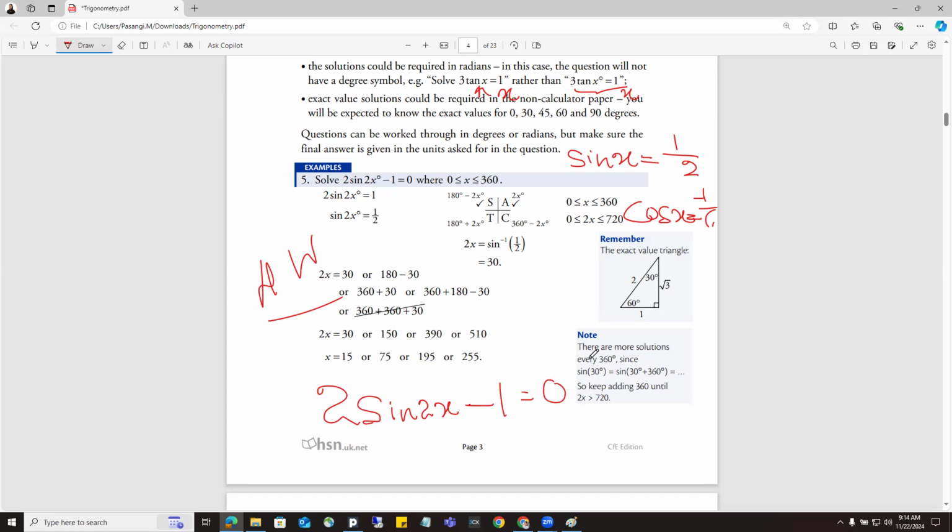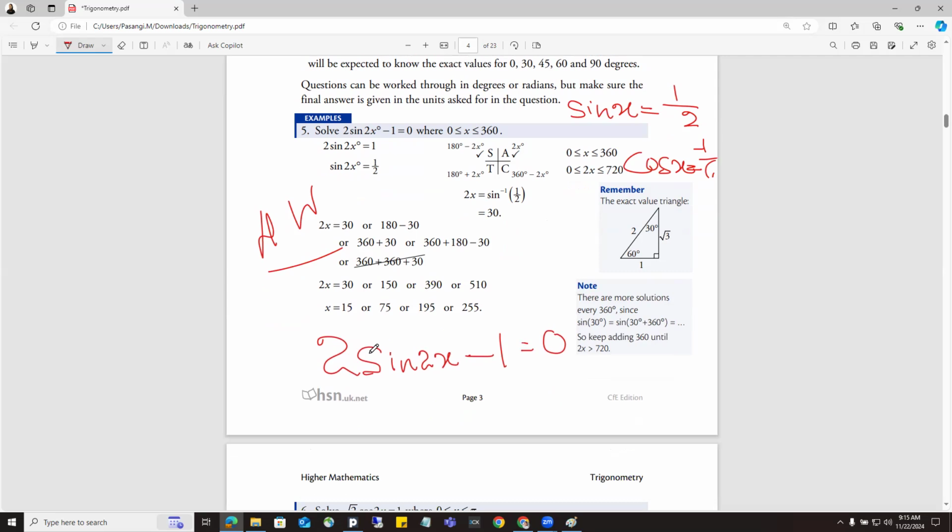Can you try this? I'll give guidance. So here, let's assume we have 2 sin 2x minus 1 equals 0. What do you think would be the first step we need to take? Make sin the subject. Yes, very good. So we should make sin the subject. That means sin 2x should equal half, right?